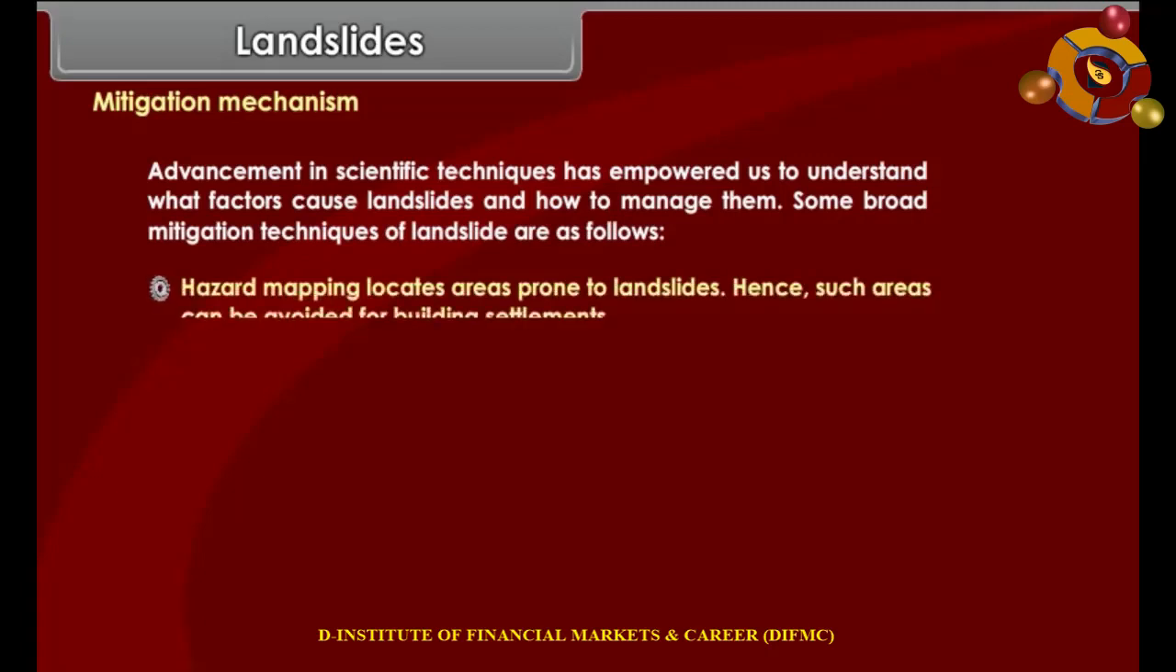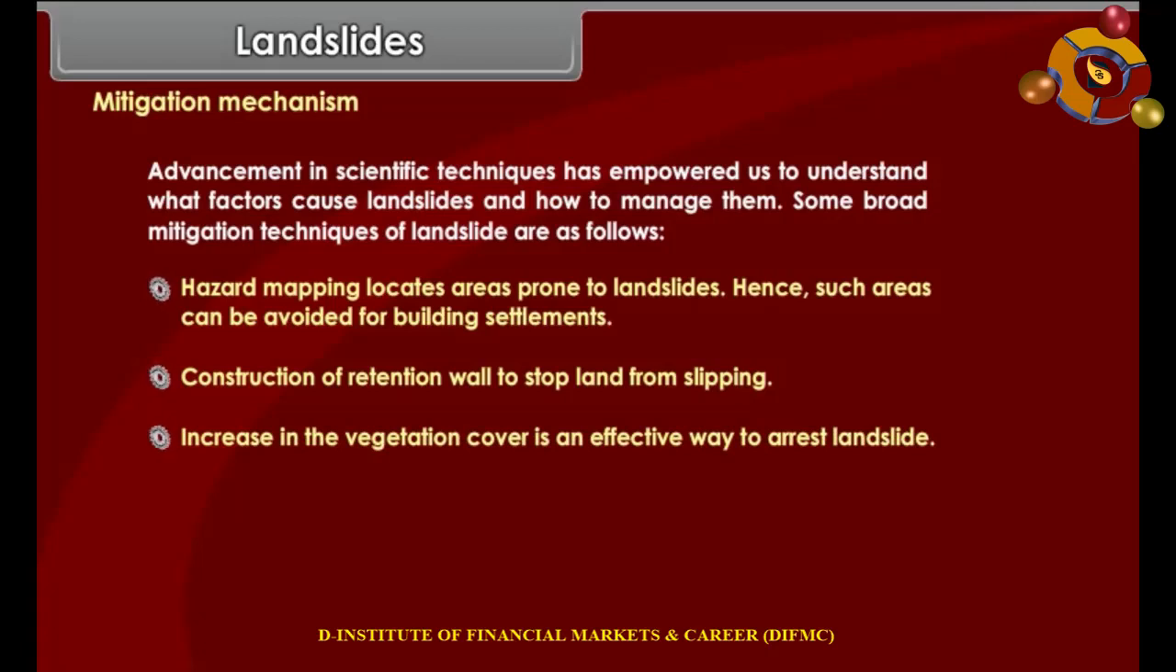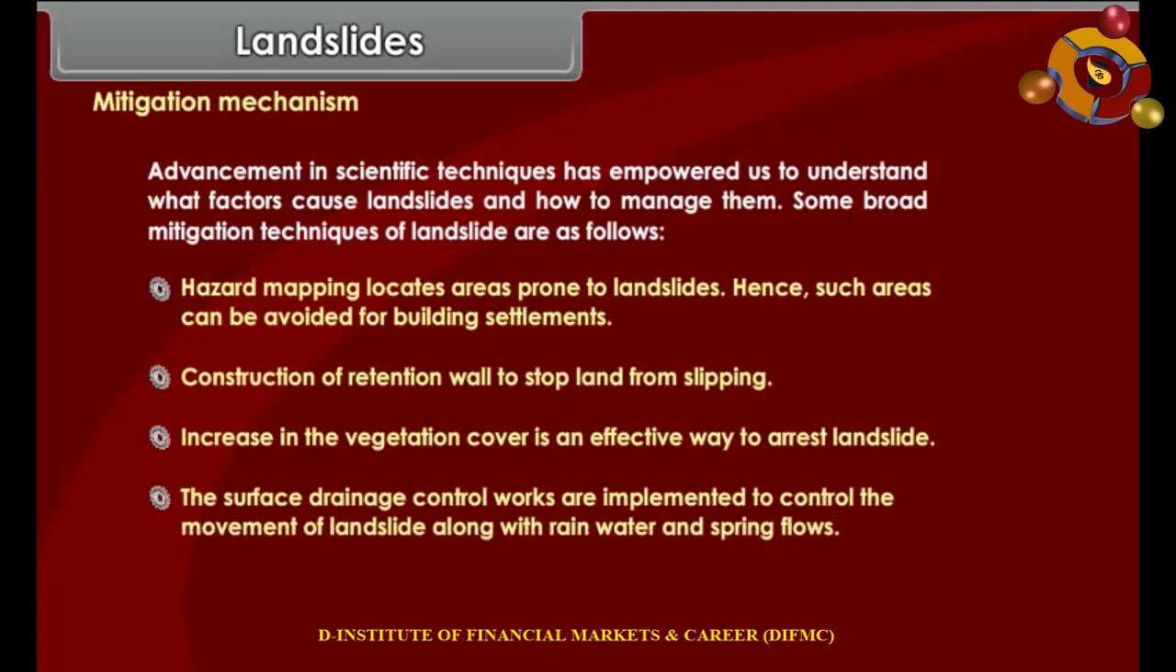Hazard mapping locates areas prone to landslides. Hence, such areas can be avoided for building settlements. Construction of retention walls to stop land from slipping. Increase in the vegetation cover is an effective way to arrest landslides. The surface drainage control works are implemented to control the movement of landslides along with rainwater and spring flows.